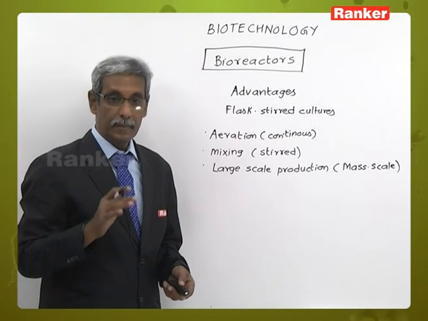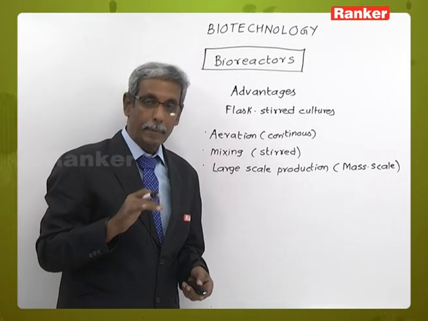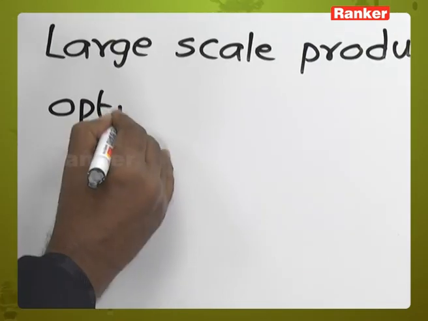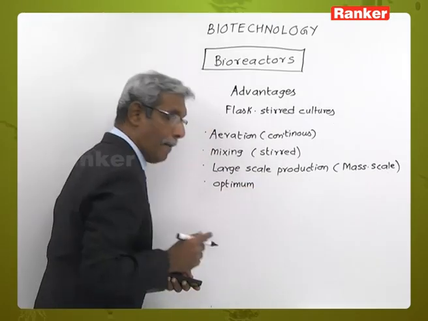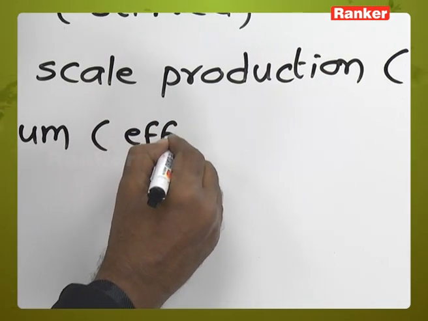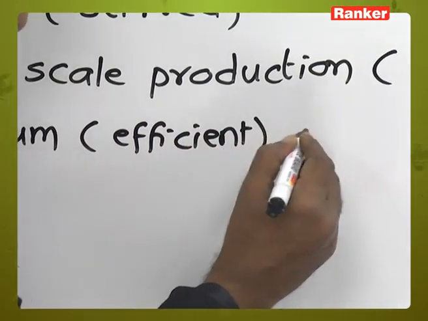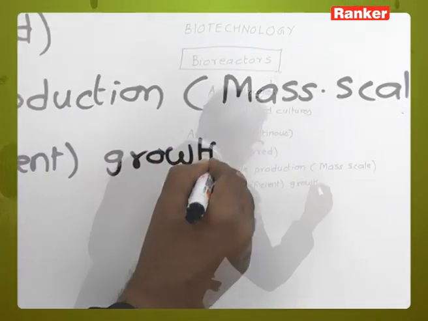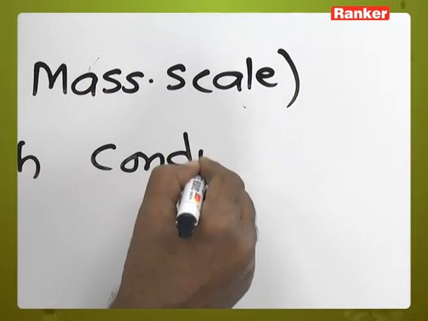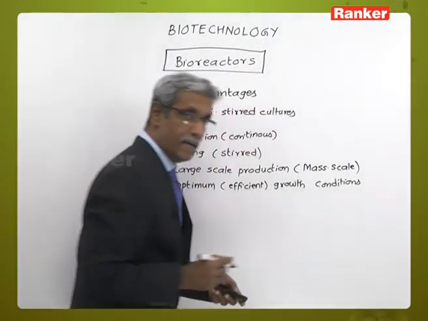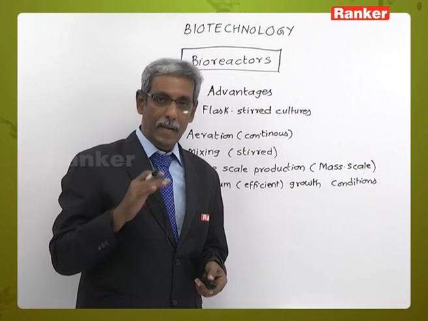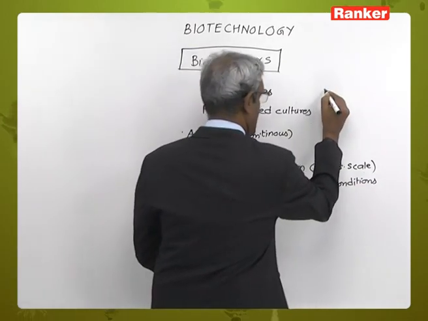In a bioreactor, it maintains an optimum growth condition of the microbe. Optimum, it is not maximum or minimum, but efficient. When you say optimum, it means efficient growth. It maintains optimum growth conditions, so that there is increase in cell number and also increase in cell size, and the microbial cells will go through the sort of an exponential phase.